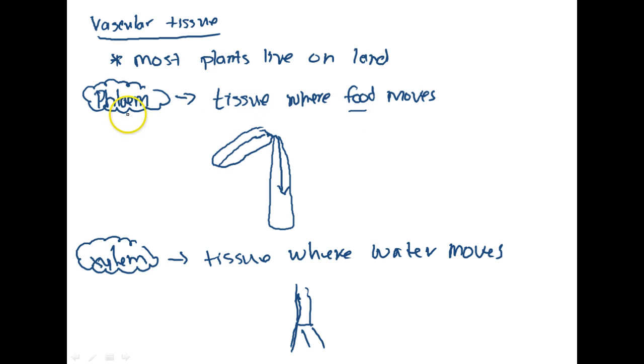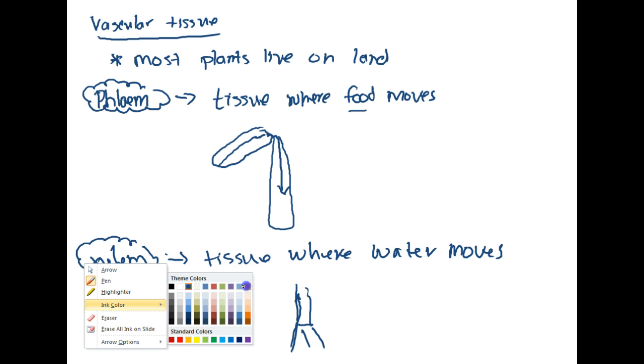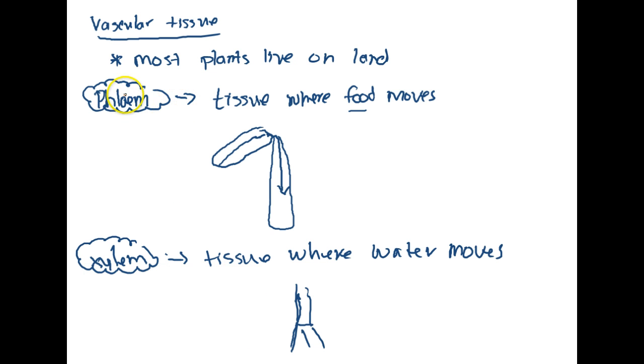And the way that I remember it is that phloem has, let's see if I can change the color here. Let's go with an orange color. But there is an O that's in phloem, and there's an O that's in food, and so that's how I remember phloem and food, and the difference between xylem and phloem. And xylem is where water is going to be moving. So that's what vascular tissue is used for.